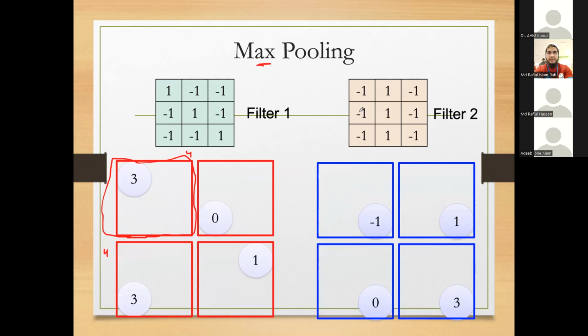Yes, sir. So what is the purpose of the max pooling? Tell me. The purpose of the max pooling is to compress the image. Oh, this is for image compression. I got you. Okay, to reduce the size of the image, right?